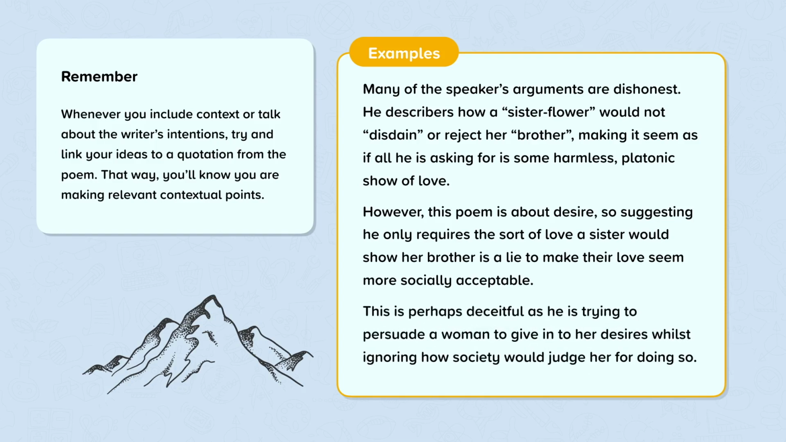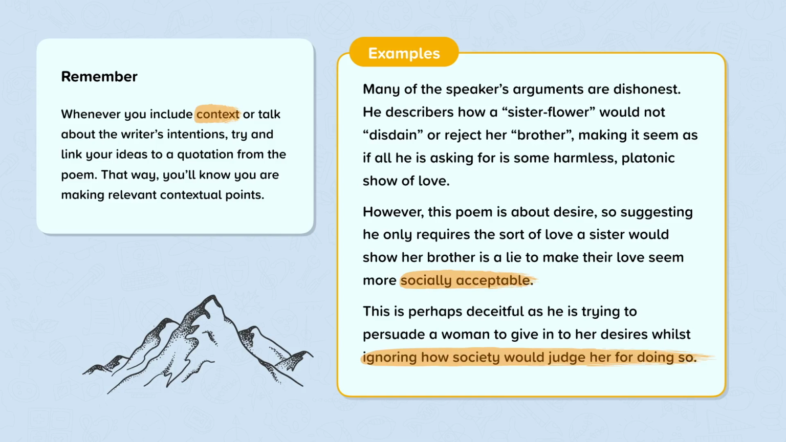This is perhaps deceitful, as he is trying to persuade a woman to give in to her desires whilst ignoring how society would judge her for doing so. Now, we're going to identify the links to context, comments about writer's intention, and quotations used in this example.